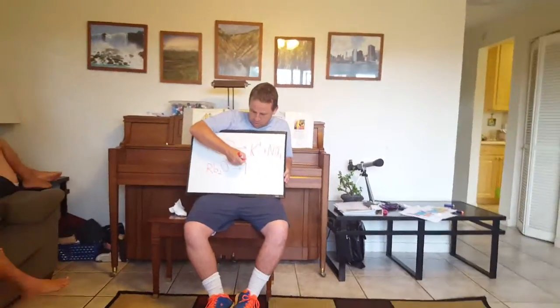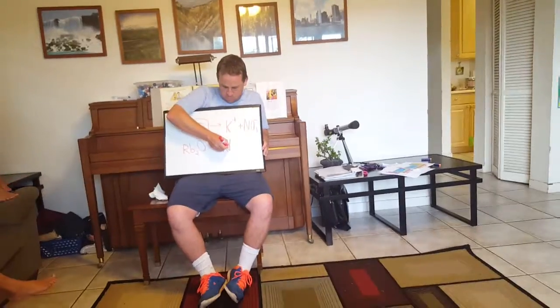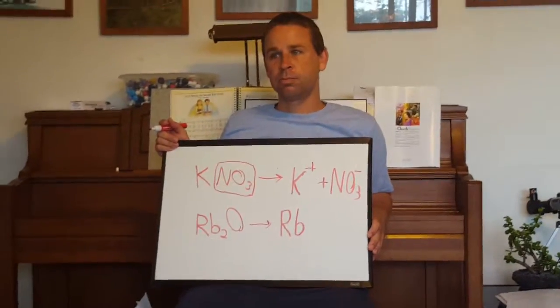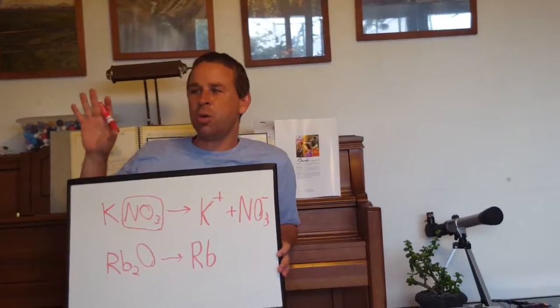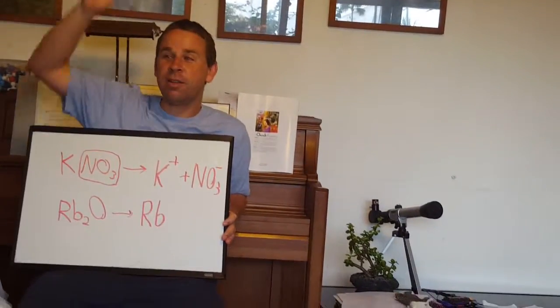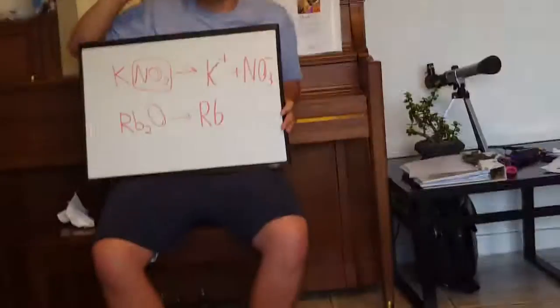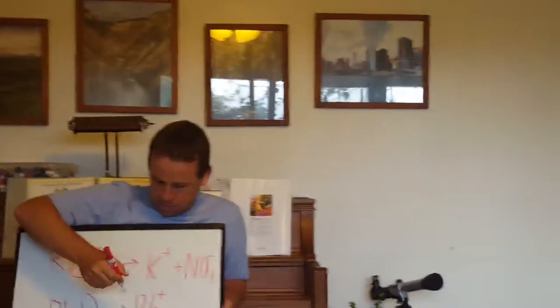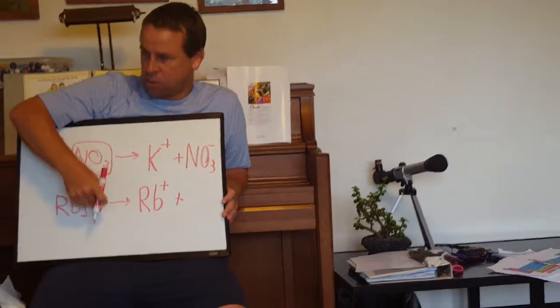Therefore, what kind of ion is rubidium going to want to form? Have you guys noticed a trend? Sodium wanted to form a positive ion. Potassium wanted to form a positive ion. Everything in the first row wants to form a positive ion, because it wants to lose one. Rubidium plus. And what is oxygen going to do?